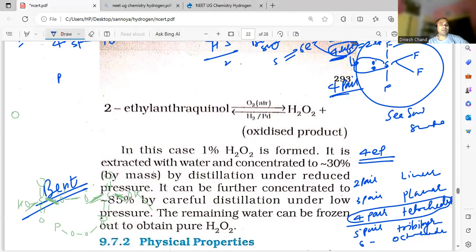Okay, maybe peroxide, you see O. Here is the OH, double bond O. Wait. Peroxide will be there. We need to check. H2P2O7, that we need to check.